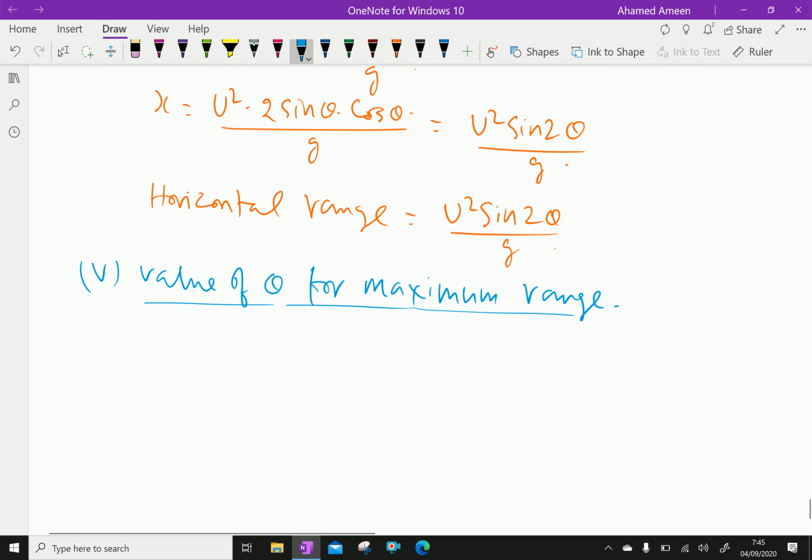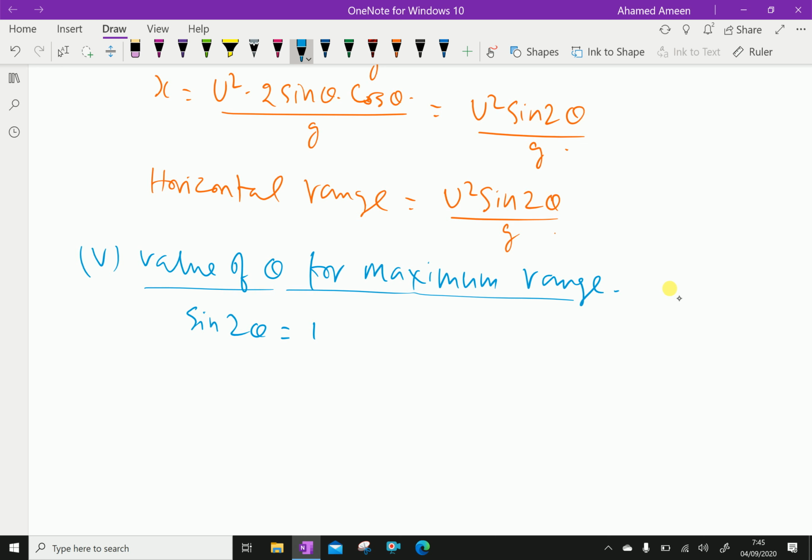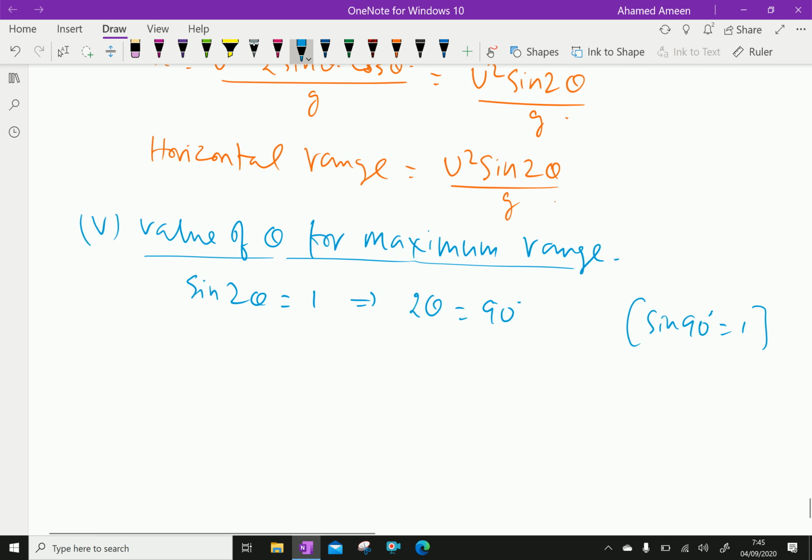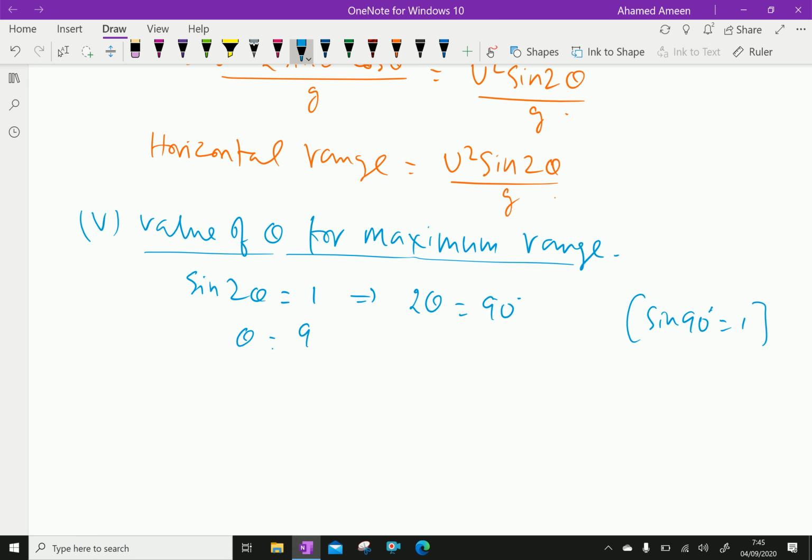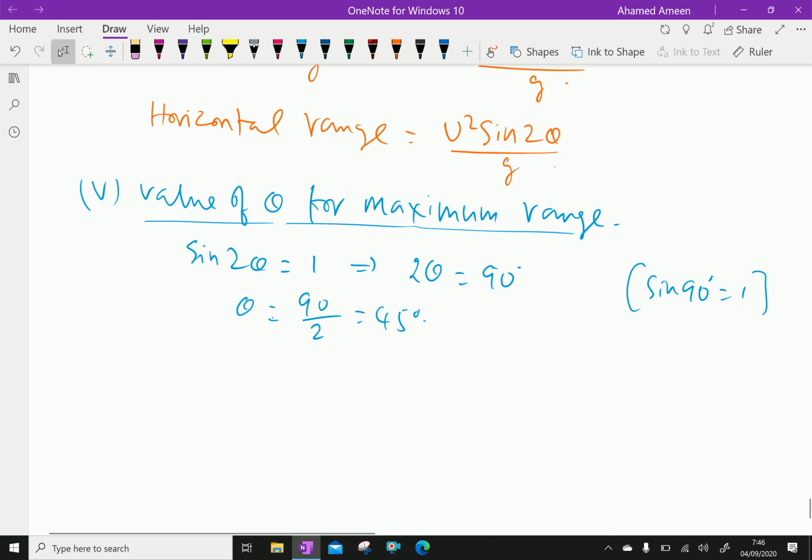For that, the maximum value of sine 2 theta is 1. From that, sine 90, that is 2 theta is 90 degrees, since sine 90 is 1. From that theta equals 90 by 2, 45 degrees. Therefore, 45 degrees.